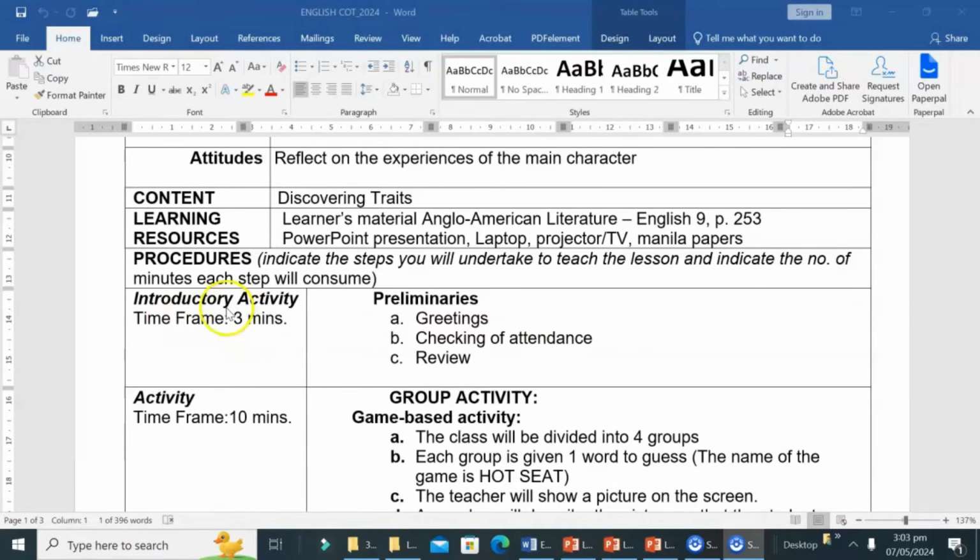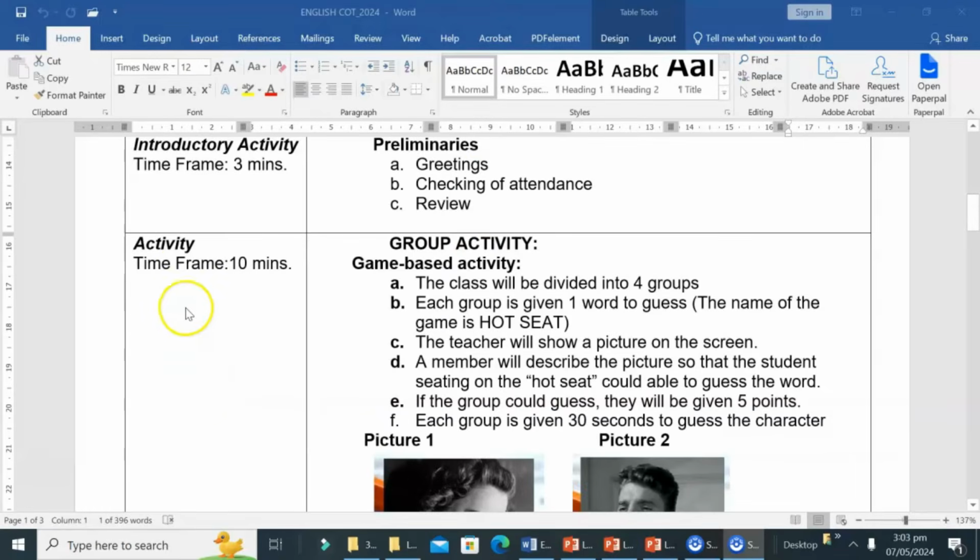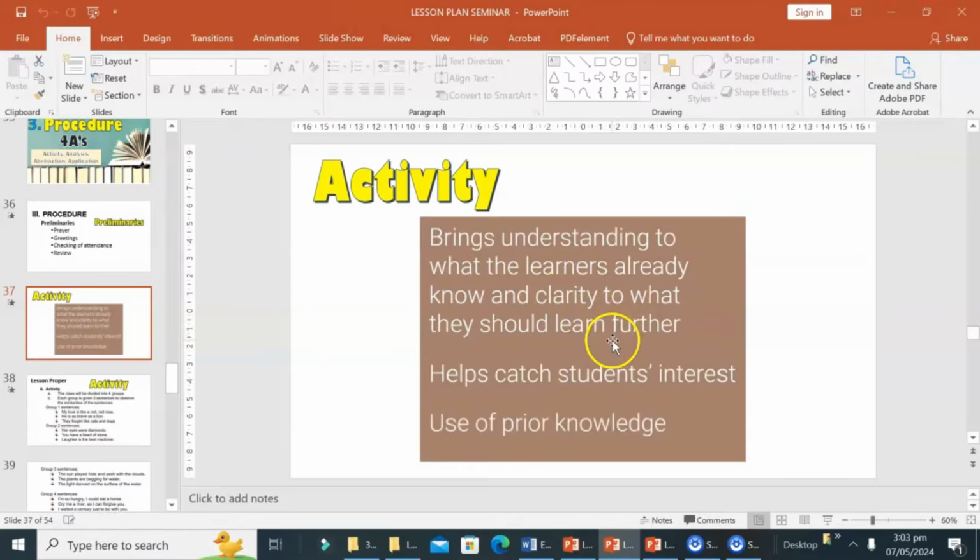Okay, so again, this is the introductory part. Preliminaries are the greetings, checking of attendance, and review. It should be quick only. And then here is the activity. Remember that the activity refers to bringing the previous learning experiences of the students and connecting them to the present. So you have to squeeze out first the prior knowledge from the students.